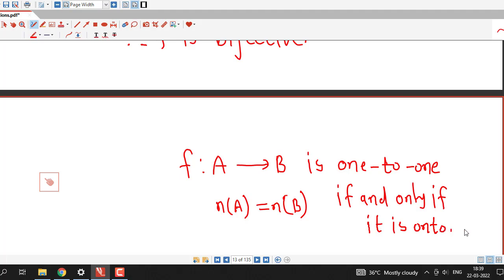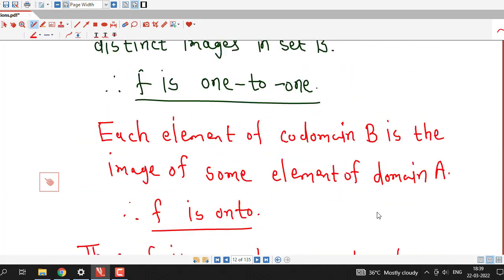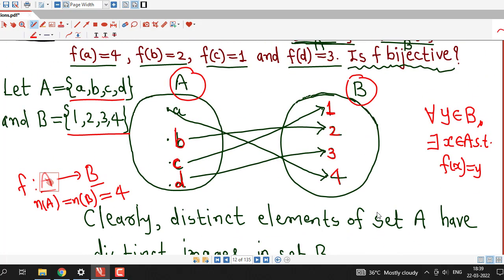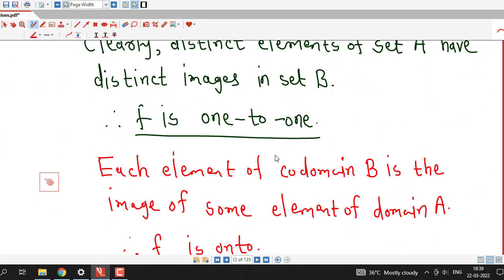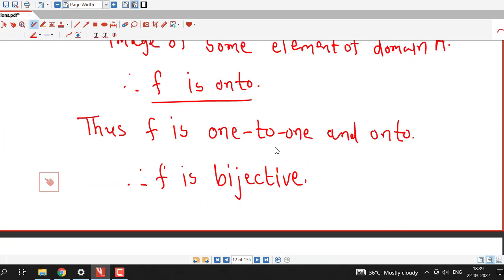So remember this result: if you have two finite sets with the same number of elements, then you can directly say that if the function is 1-to-1, then it is onto. Here we have that situation. The number of elements in both the sets are 4, that is, equal number of elements in both the sets, and we find that the function is 1-to-1 as well as onto.